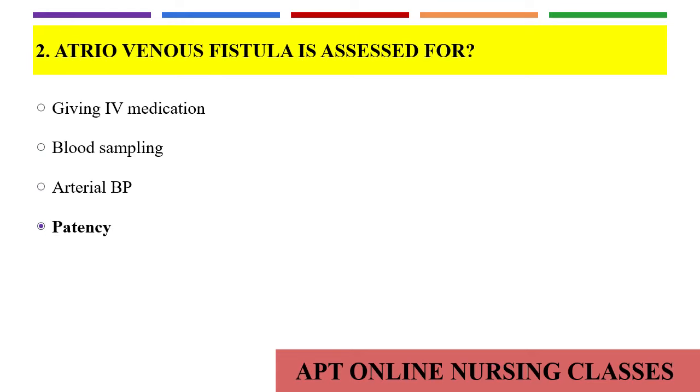The next question, question number 2 says, arteriovenous fistula is assessed for. Yes, the answer is it is used for the assessment of patency. Basically ये arteriovenous fistula जो होता है, it is an irregular connection between the artery and the vein. Vein and artery के बीच में जो irregular connection होता है उसी को हम arteriovenous fistula कहते हैं.